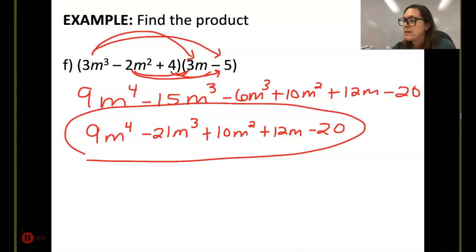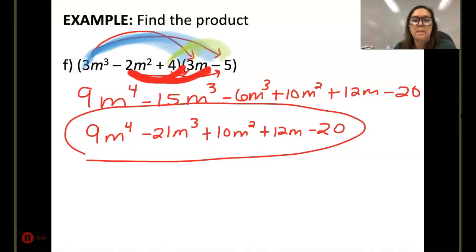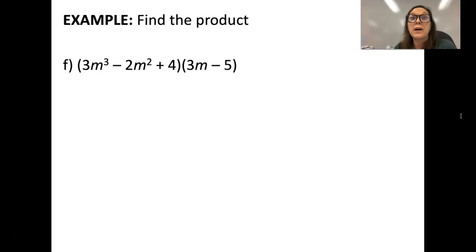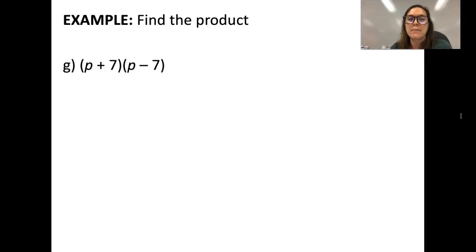All right, so trinomial times a binomial. Just take it one section at a time. Distribute, distribute. Now distribute, distribute. And then do your last set of distribution with the 4. So distribute, distribute. Okay. All right, let's move on. Again, pause me at any point in time. I know I'm probably moving fast, but you can stop me from doing that.